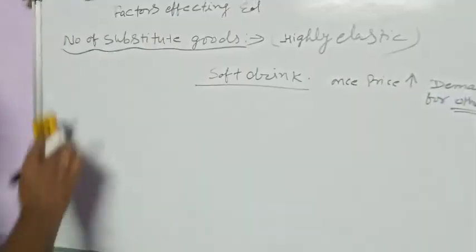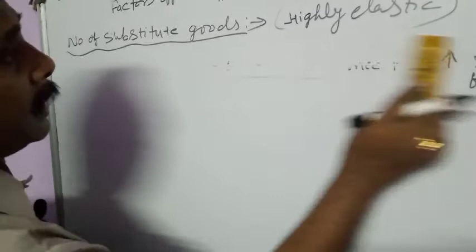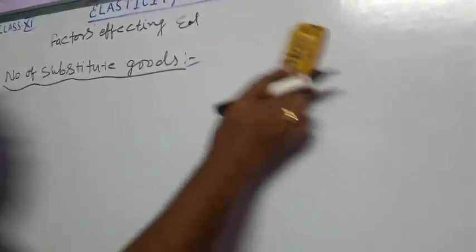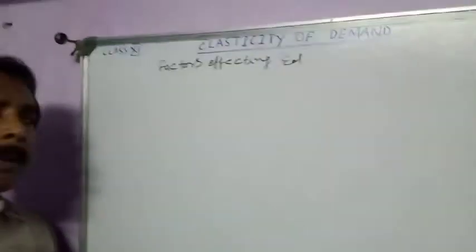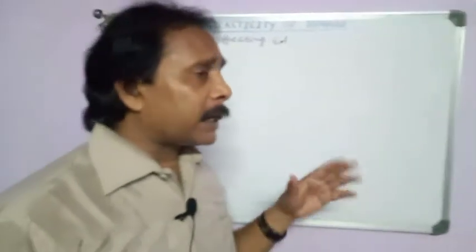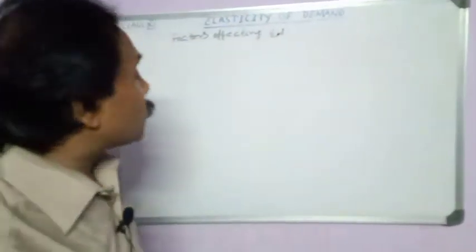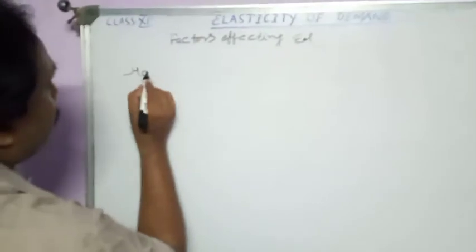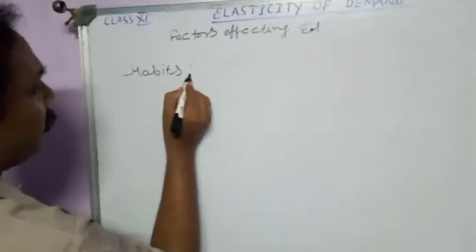For example, here we can also take the example of salt. Salt has no substitute, and due to that it is perfectly inelastic, because people have no choice in buying that good. So in this way we can explain the factors affecting demand, and a number of other factors also matter, such as habits. Habit is also important. So how do habits change the elasticity of demand?